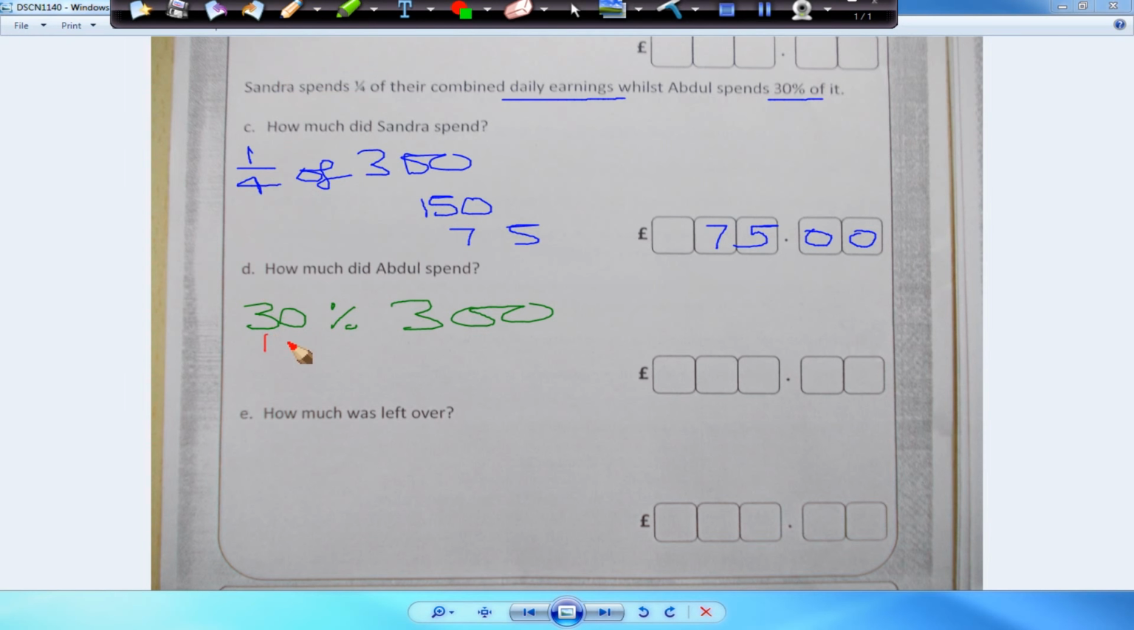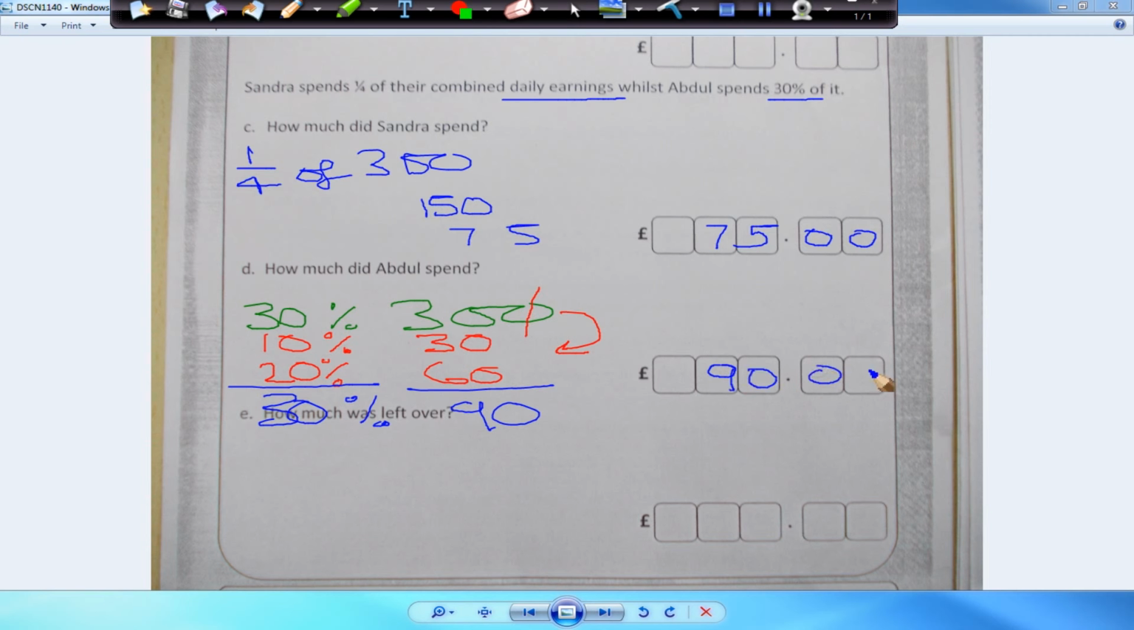First, we start with 10%. 10% of 300, what do we do? We divide it by 10. That gives us £30. Now, how do we get from 10% to 30%? We can just double it. If we double the 10%, we get 20%, and if you double the 30, we get 60. So 10% and 20% will give us 30%, so £30 and £60 gives us the answer. Even though they're giving you 3 boxes here, you only need to use 2.